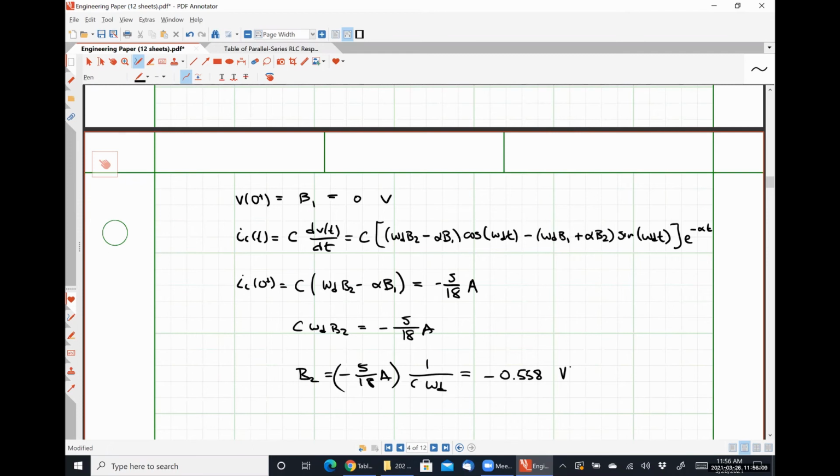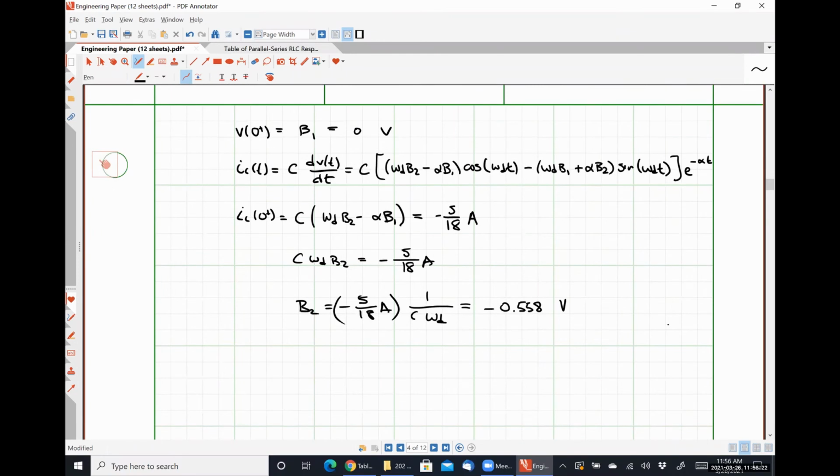So we now have enough information to calculate v of t and iC of t, right? v of t is going to be fairly straightforward, even though we're potentially not going to use it. v of t is just b1, which is 0, times cosine blah, blah, blah, plus b2, so that would be negative 0.558 sine of 0.995 t e to the minus alpha, which was 0.1, t volts.